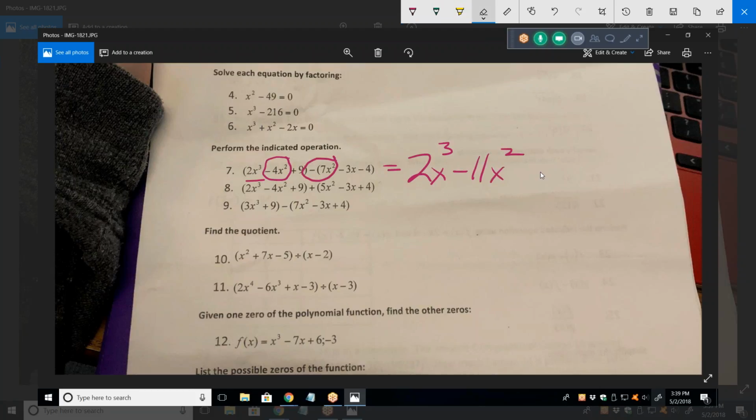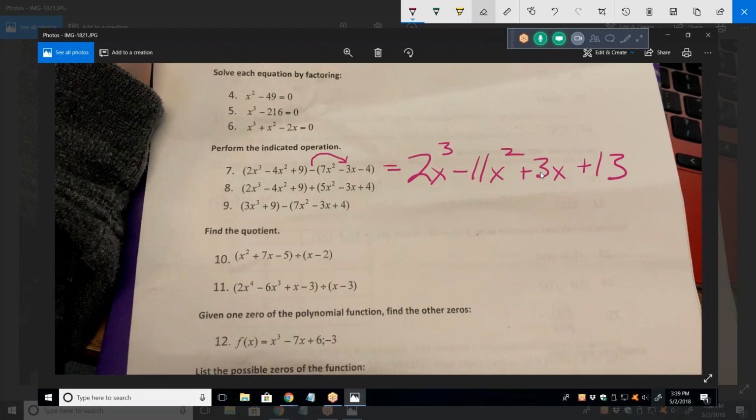Okay. Now, how about the x's? How many total x's do we have? Minus 3x. No, you got to apply that negative sign to every term that's in the parentheses. So it'd be plus 3x. That's right. And how about the number? 13. Correct.